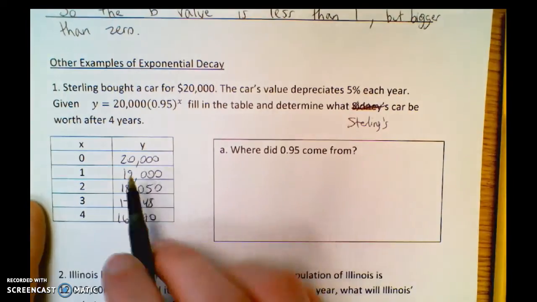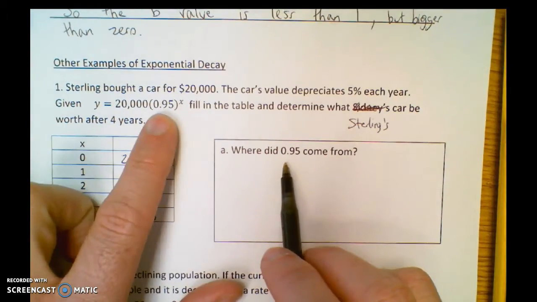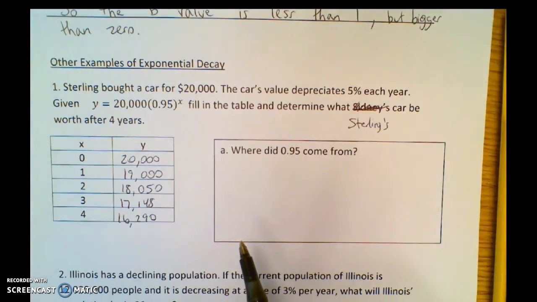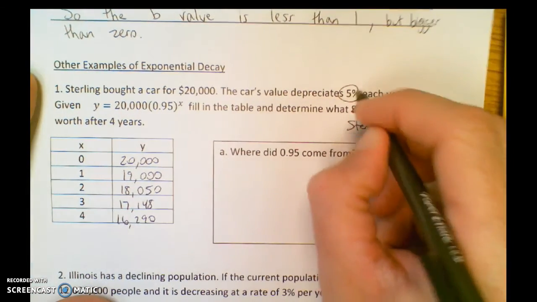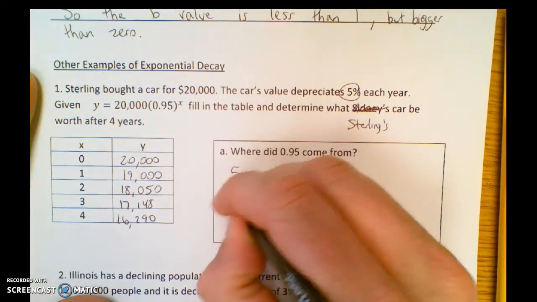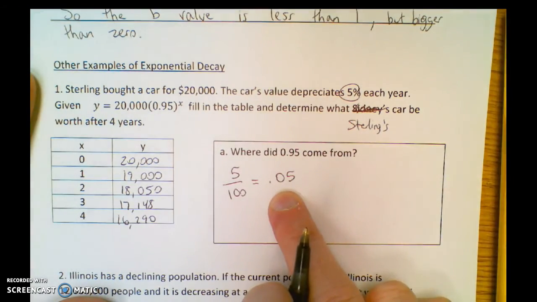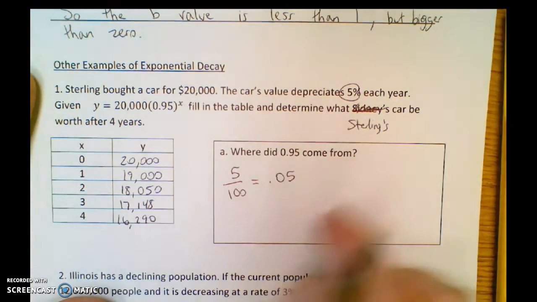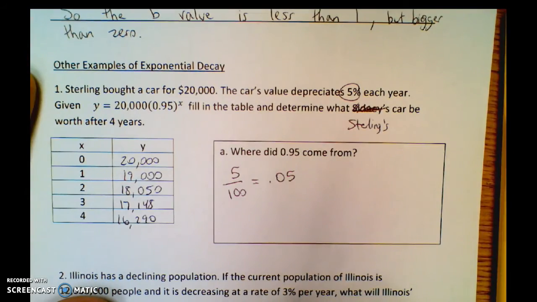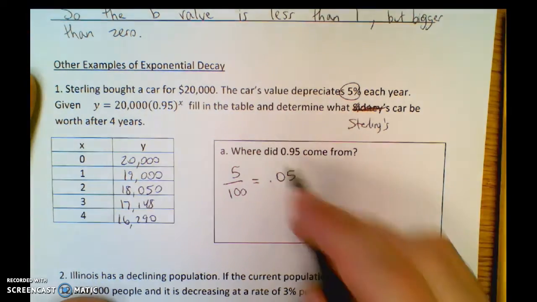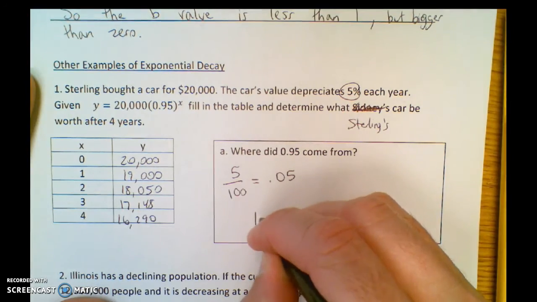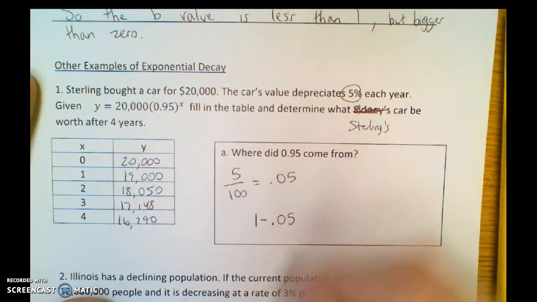The question though is, in this equation, where does the 0.95 come from? So previously when we were dealing with percents and growth, we were taking 5 divided by 100 to get that decimal. And then we added 1 to it because that reflected the increase of the 5% being included with the initial value. This time you're going to take 1 and subtract 0.05.